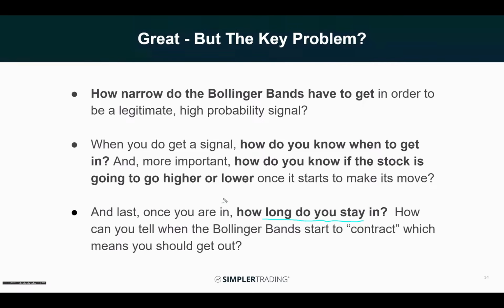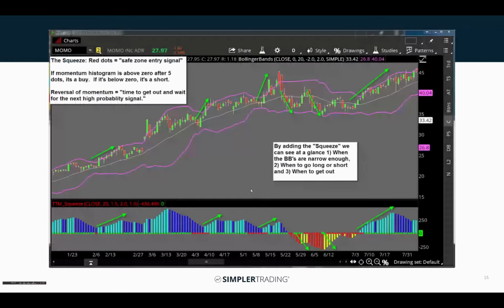So really what this comes down to is, how can you tell when the Bollinger Bands start to contract, which means you should get out. Okay, so here's the squeeze. The squeeze here is that when there's a red dot, the red dot is basically saying the Bollinger Bands are at an acceptable narrow range where it's safe to get in.